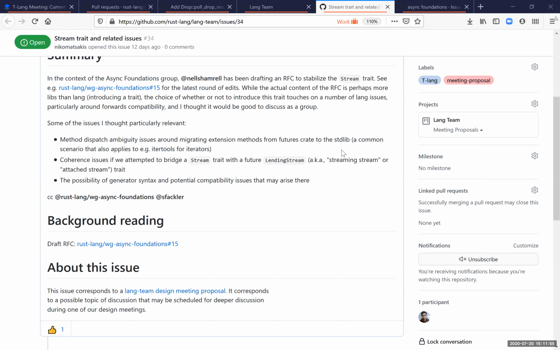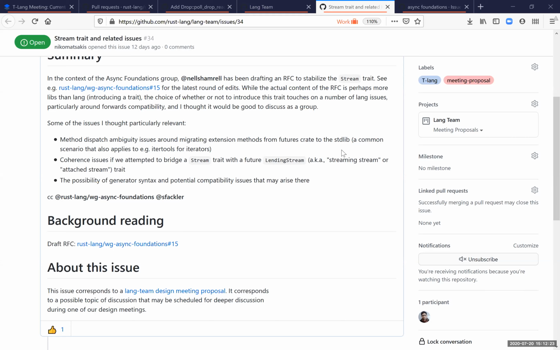And that's an expected thing we're going to want. And there are some coherence issues that will arise if we add a lending stream in the future. Similarly, if we add a lending iterator, basically you would like to be able to automatically convert every owning stream into a lending stream, because it's compatible in this direction. Like if I'm giving you ownership, I can also lend it to you essentially.